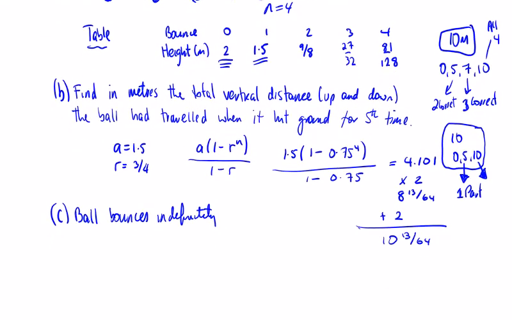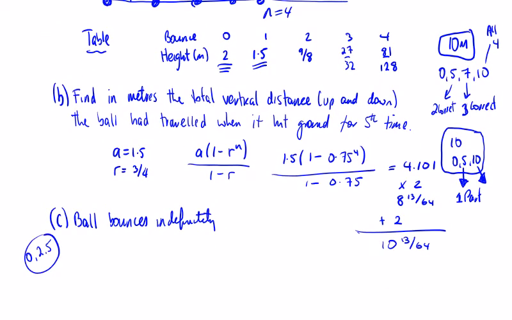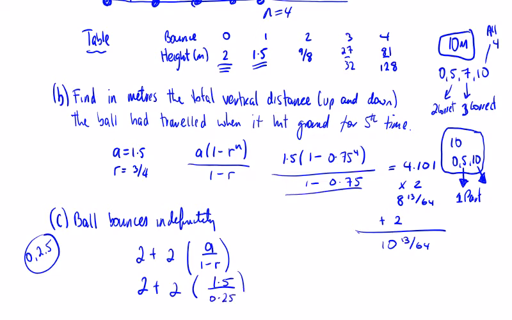So the ball bounces indefinitely in part C. This question was 0, 2, 5. So it's going to be 2 plus twice the infinite series, which is a over 1 minus r. When you have a bit of knowledge about these infinite series, once you see the word indefinite, you're using sum to infinity. We've seen that already in this test. So 2 plus twice a, which was 1.5, divided by 1 minus r, which we have already, 0.25. And typing this into your calculator, 1.5 divided by 0.25 is 6, times 2 is 12, plus 2 is 14 meters. So some correct substitution 2, fully correct 5.